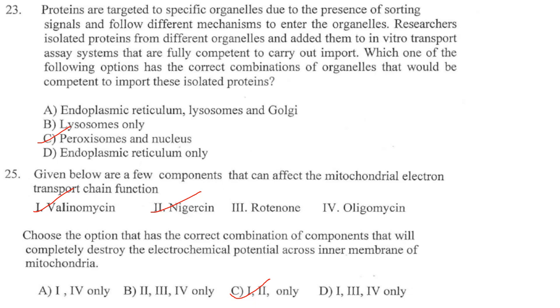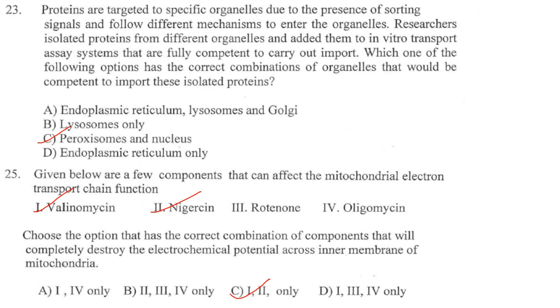Then next one. Given below are a few components that can affect the mitochondrial electron transport chain function: valinomycin, nigericin, rotenone, oligomycin. Choose the option that has the correct combination of components that will completely destroy the electrochemical potential across the inner membrane of mitochondria. So here valinomycin and nigericin are the answers.